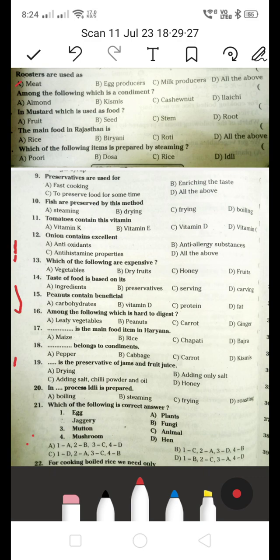Next, among the following, which is a condiment? Is it A almond, B kismis, C cashew nut, or D ilachi? Its answer is ilachi. Condiment means ilachi. D is the right answer.